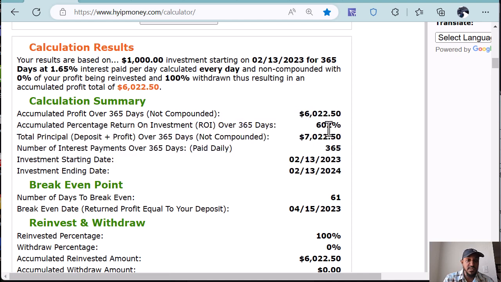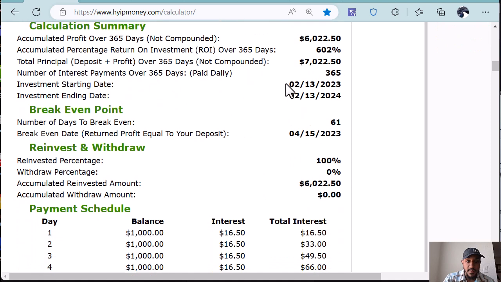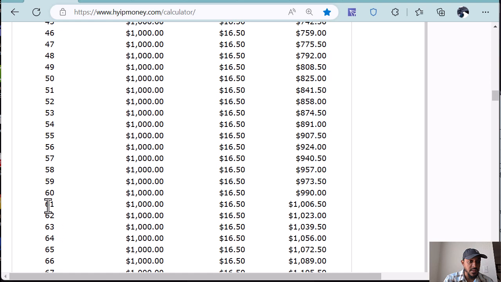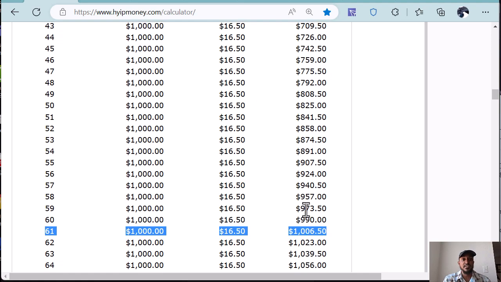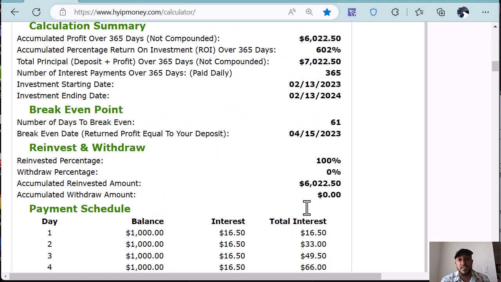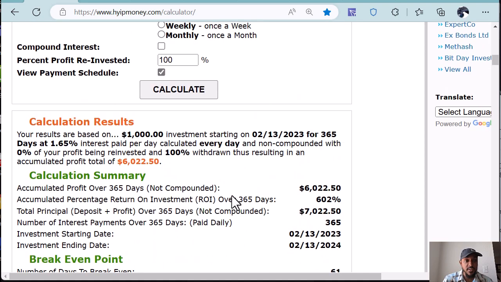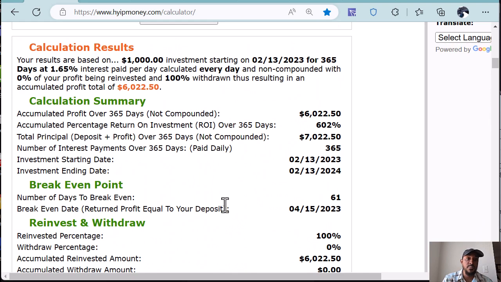That's a 602% gain on your investment. Day 61, if you don't do anything, you have your initial investment back. If we look down here, day 61, $1,000. So if you just let that sit and accrue every single day, $16.50, for 61 days, you'll have $1,000. You can pull that right back out. Now you got your original investment back in your pocket, and you still have $1,000 trading every day. And from that point on, it's pure profit, right?